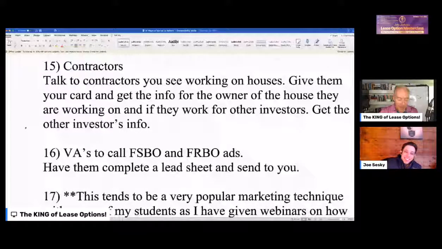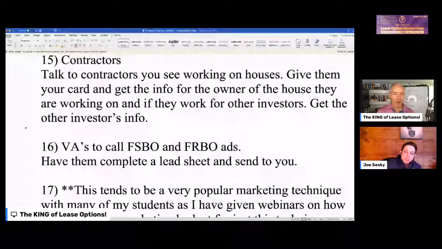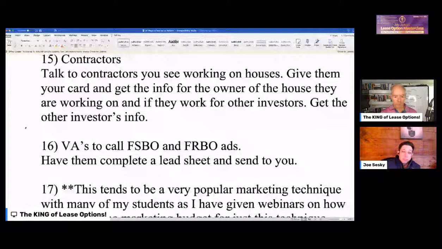Contractors are great. When you see contractors at Home Depot or Lowe's, guess what? Almost all of them that you see there work for investors. They are doing a rehab on a house, in a lot of cases for an investor, or they have worked for investors before. You can talk to them and get the names of the investors. And a lot of the Lowe's and Home Depot have bulletin boards too. You could pin an ad on one or something like that.